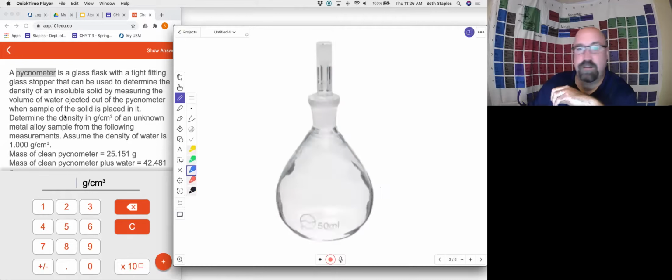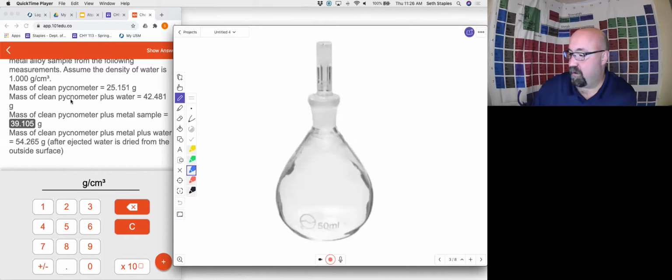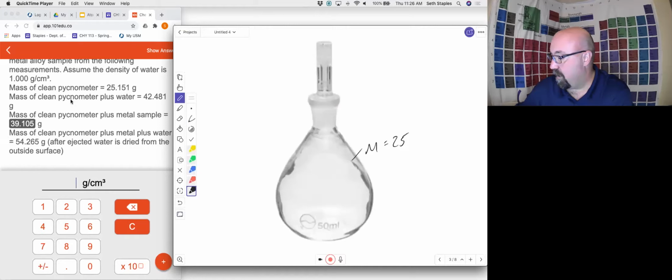We are given, for one thing, the mass of the clean pycnometer. So we're given the mass of this thing just as it exists by itself. And so the mass of our pycnometer, the mass of this by itself, equals 25.151 grams. Remember that that's just the pycnometer just by itself.